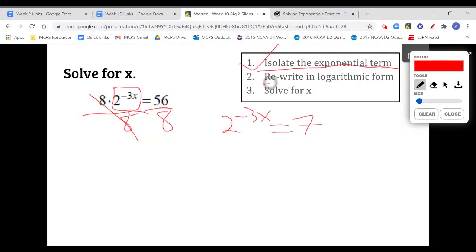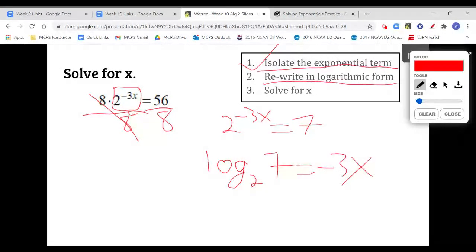I'm going to move on to step 2, rewrite in log form. So log base 2 of 7 equals negative 3x. Again, that comes because what log form is asking me is how did I get from 2 to 7? Well, I used that exponent of negative 3x.